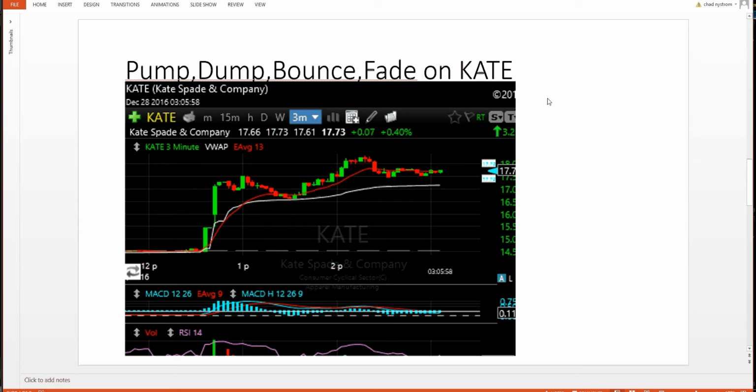Here is an example on Kate today. Pump, dump, bounce, fade. And I don't know where it is right now, but this was a shot at that time where it was still in the fade. I believe this thing came back up and started challenging this high of day, or went on into the mid 18s. But you'll just start seeing this natural flow.